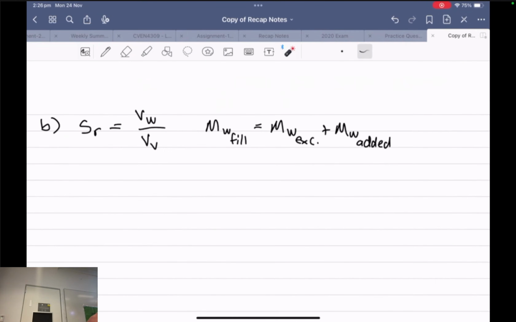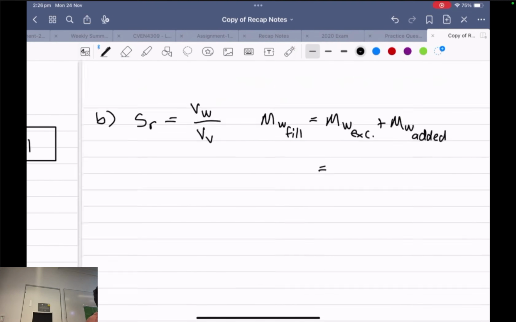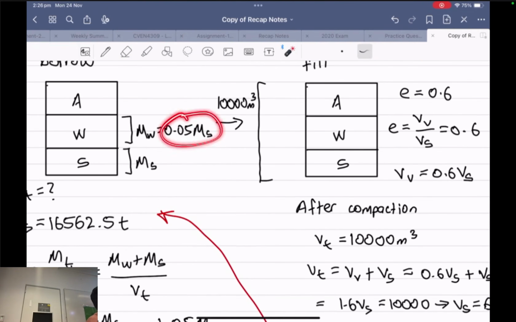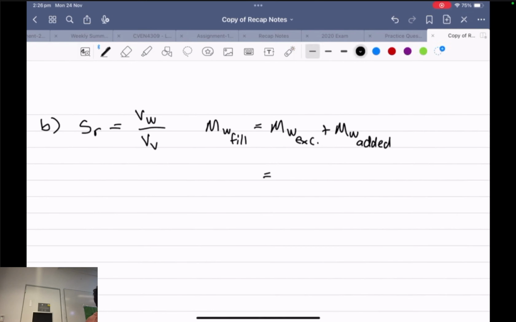So for the mass of water excavated, that's just the mass of water in the original borrow area, right? And the mass of water in the original borrow area we said here, 0.05 times the mass of solid. So that's equal to 0.05 times the mass of solid plus the mass of water added. So this is a bit tricky to wrap your head around, but they're saying for every ton, which is 1,000 kilograms, you're adding 20 kilograms, so 20 over 1,000, times that. This is for every ton of wet soil being excavated.